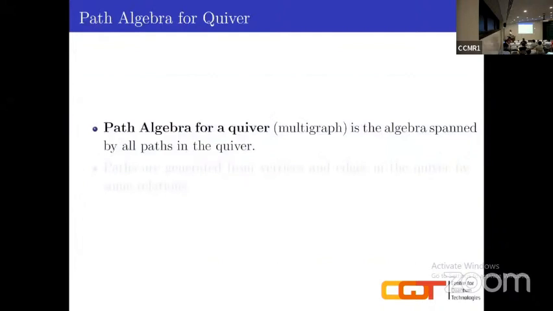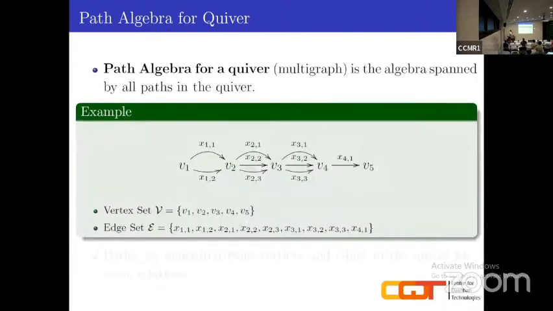It's called the path algebra for a quiver. The path algebra for a quiver is an algebra spanned by all the paths in the quiver. And the quiver is just a simple multigraph. Here is an example of a quiver. First it contains a vertex set, V1 up to V5. And each edge we represent by x with two indices. The first index indicates which interval this edge is in, and the second index indicates the order of this edge in the corresponding interval.